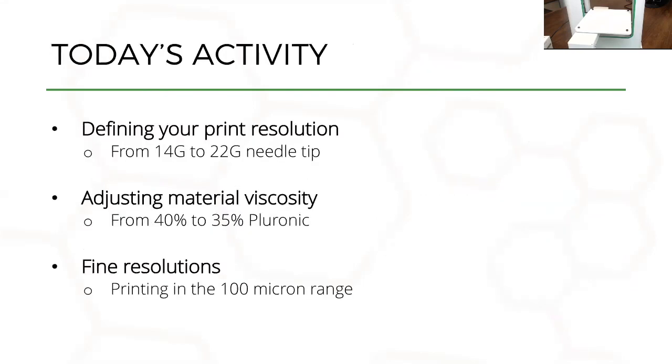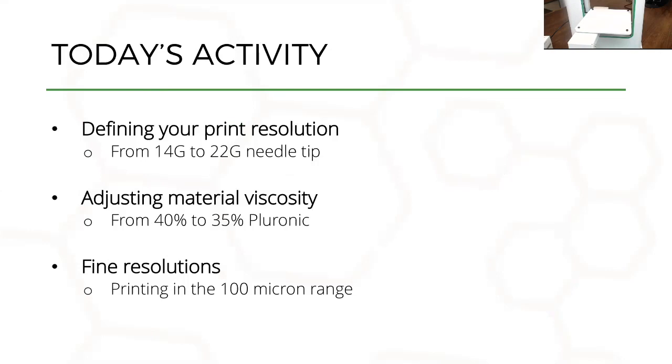In today's activity, we'll walk you through 3 different concepts. The first one is defining your print resolution. In this demonstration, we'll go from a thicker print needle tip, a 14 gauge needle tip, and if you wanted to reduce to a 22 gauge needle tip, thereby reducing the resolution, what are the parameters that you need to change on Slicer to allow you to achieve that print? So that's the first thing that we'll do. The second one is when, let's say, you're adjusting the material viscosity.